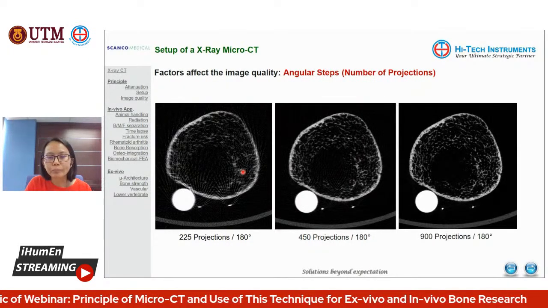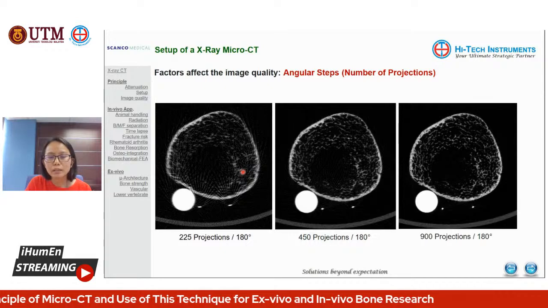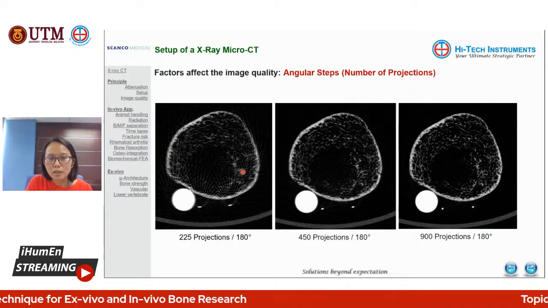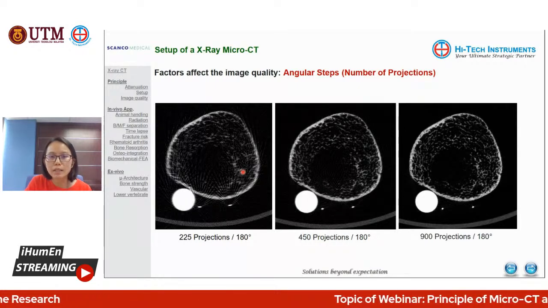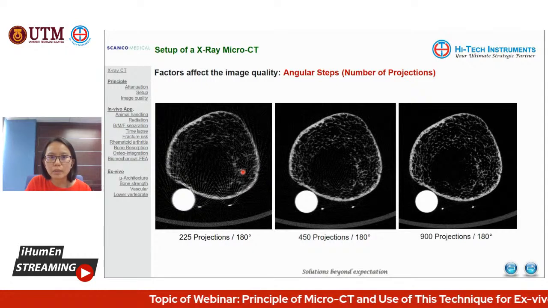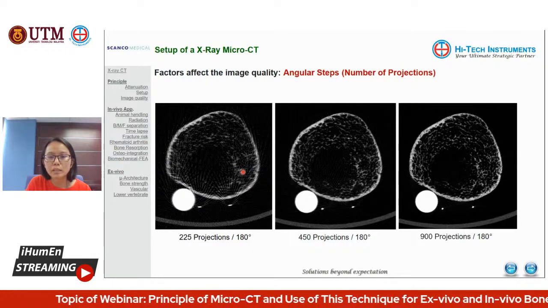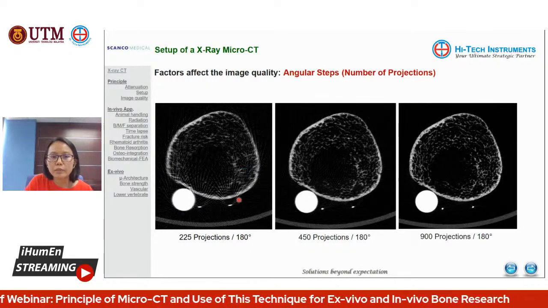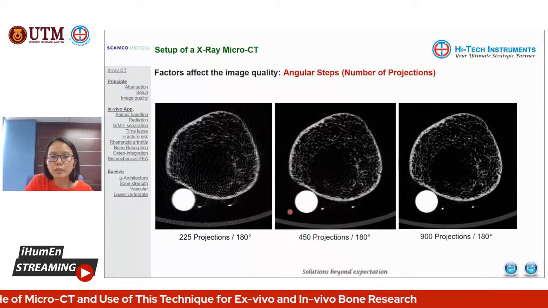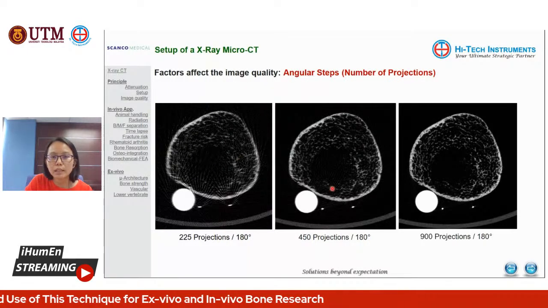But the cons, the weaknesses of having captured more projections, is that more time will be consumed, like the scanning time will take longer. For example, if you take 225 and 400, basically there is a double of the scanning time itself.